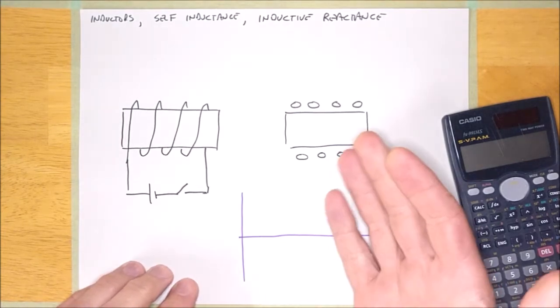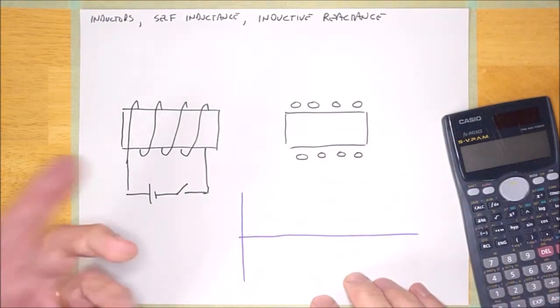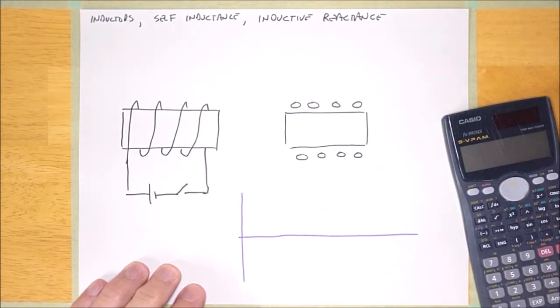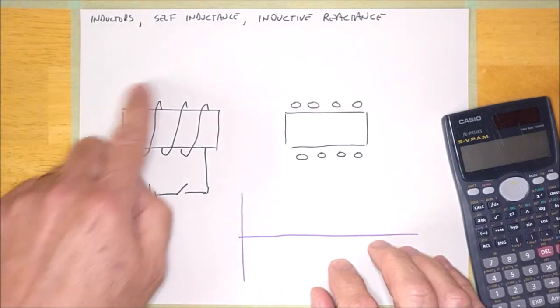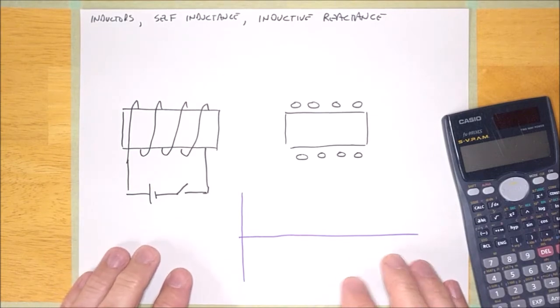Today in this lesson, we're going to be talking about inductors, self-inductance, and inductive reactance. An inductor in general is a coil. Anytime you have a coil, it is going to be an inductor, and it will have self-inductance and it will have inductive reactance if you connect it to an AC circuit. It's just a fact of life.